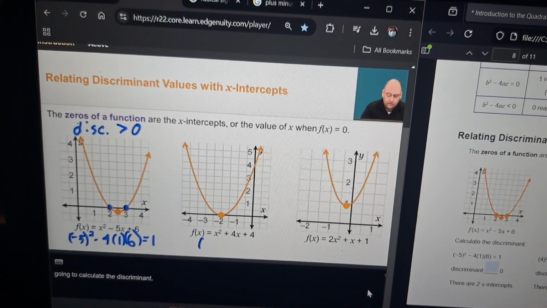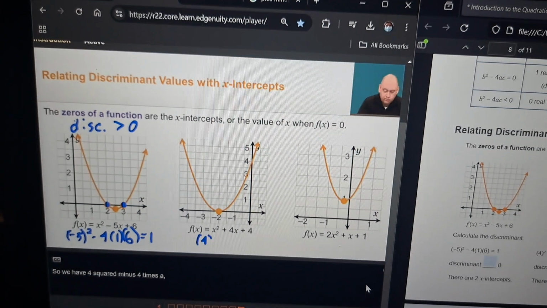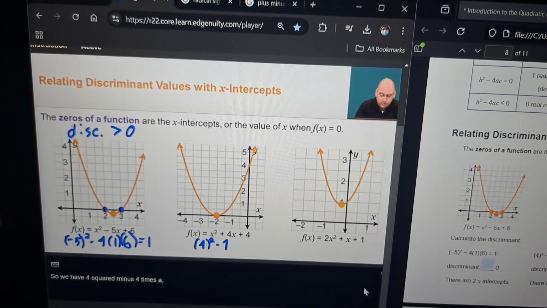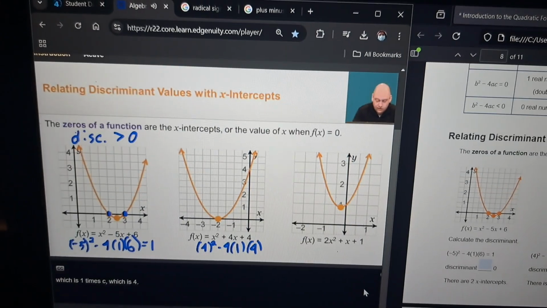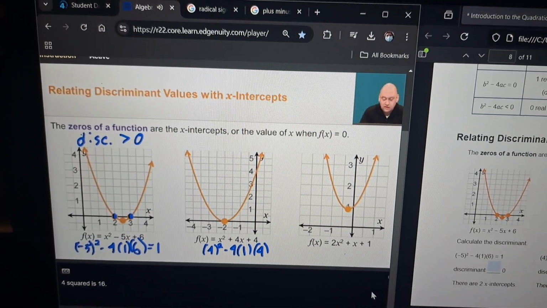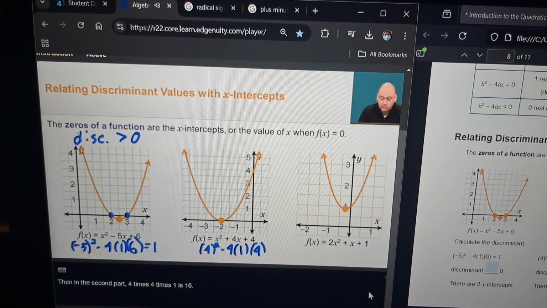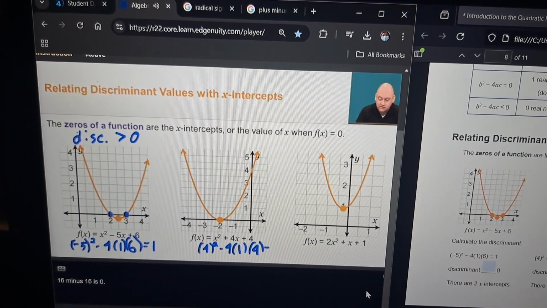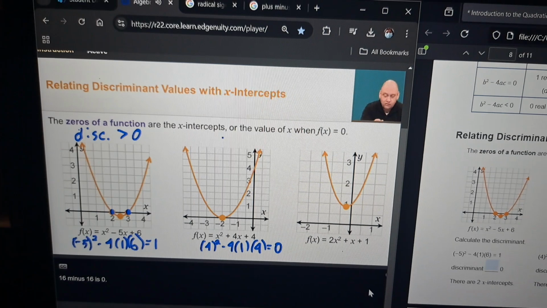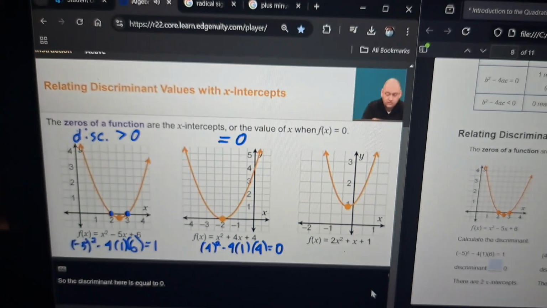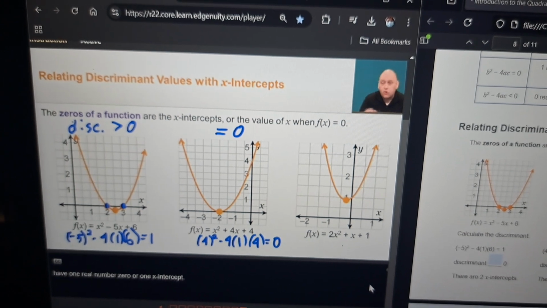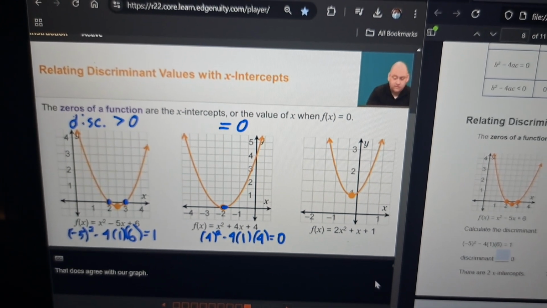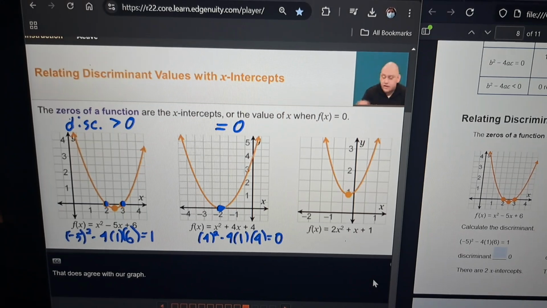Well, in the second example, we're going to calculate the discriminant. So we have 4 squared minus 4 times a, which is 1, times c, which is 4. 4 squared is 16. Then in the second part, 4 times 1 times 4 is 16. 16 minus 16 equals 0. So the discriminant here is equal to 0. That tells us that we should only have one real number zero or one x-intercept. That does agree with our graph.